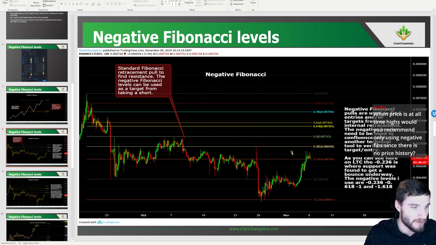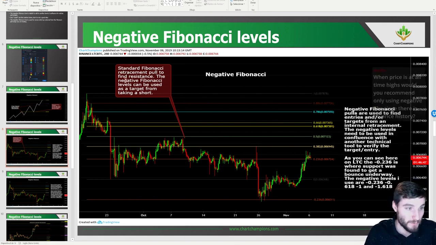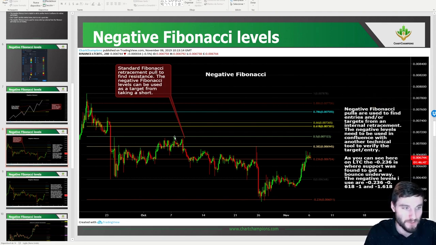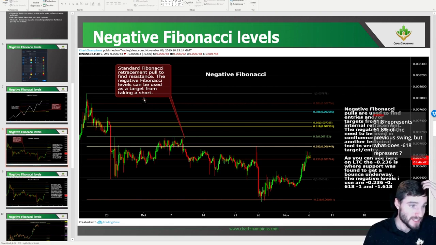So I'll just read this out, and then I'll load up the Litecoin chart for you. So a standard Fibonacci retracement pull to find the resistance. Our standard is from high to low, we look to find resistances here. The negative Fibonacci levels then can be used for a target. So if we shorted here, we could use this as a target for taking profits. Or if you did not short here, you could still do the same pull and look for a long on this level. So negative Fibonacci pulls are used to find entries and/or targets from an internal retracement.